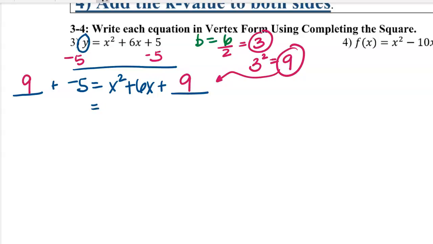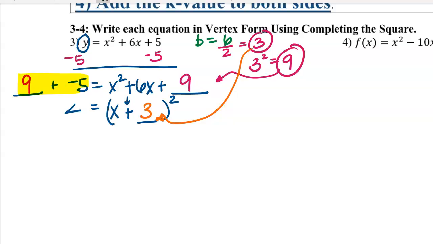Then on the right side, this is now a perfect trinomial. So we are going to factor it. And so this is x. If this is a plus sign, we drop a plus sign down. And this right here is really where the half goes. So if that's 3, this gets 3. Now on the other side, we have 9 minus 5. So that's going to be 4.